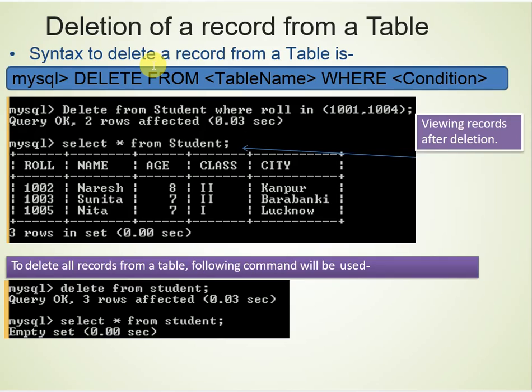Now let's see the records from student: select star from student. Now see here, it will show 1002, 1003 and 1005 because we have deleted two records related to 1001 and 1004.